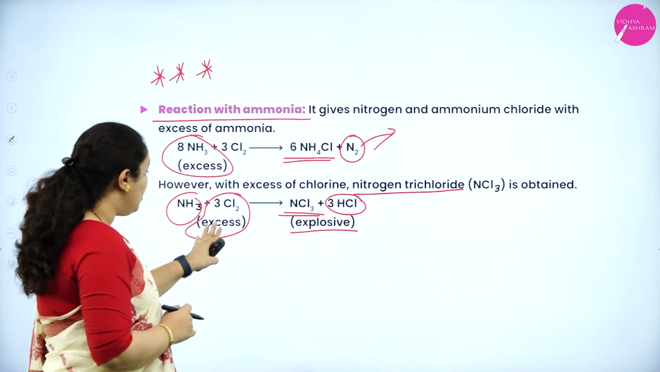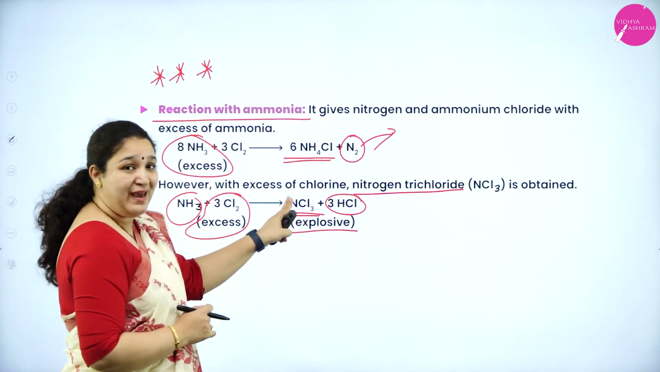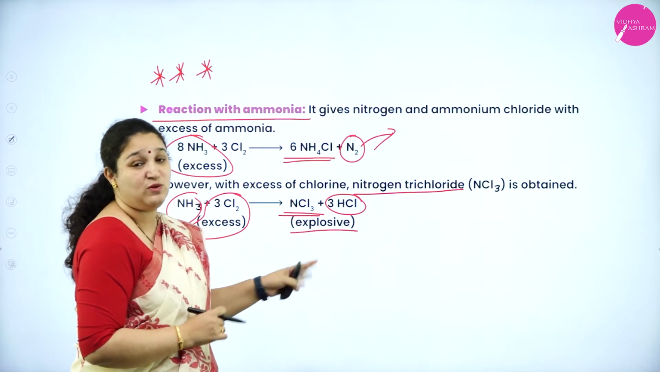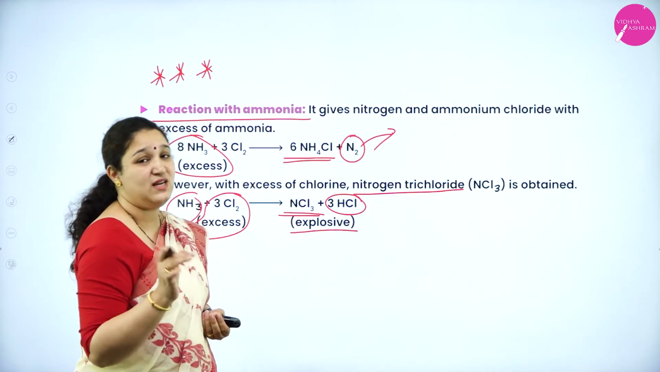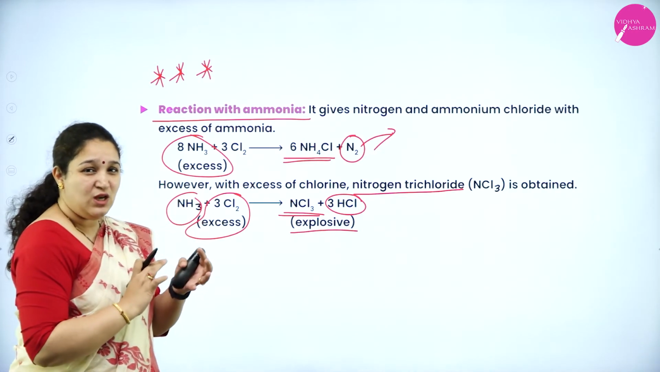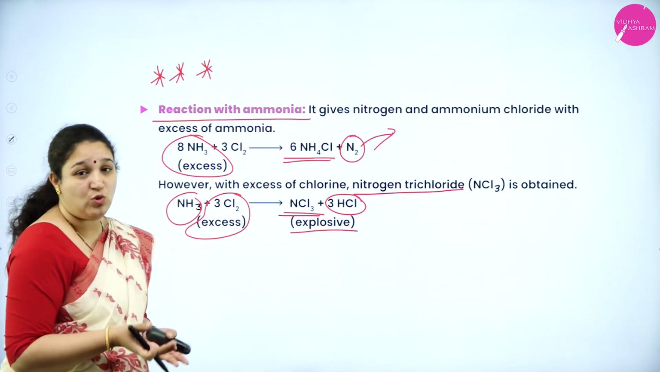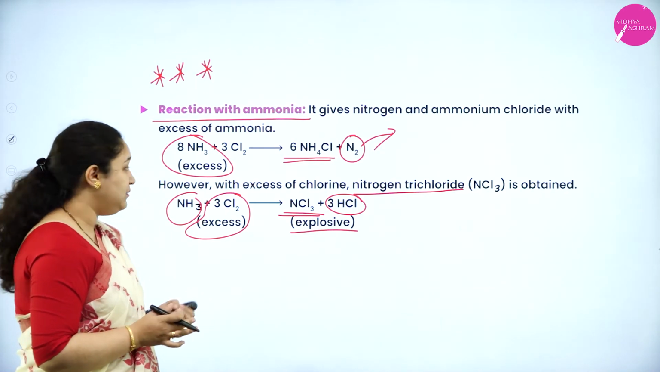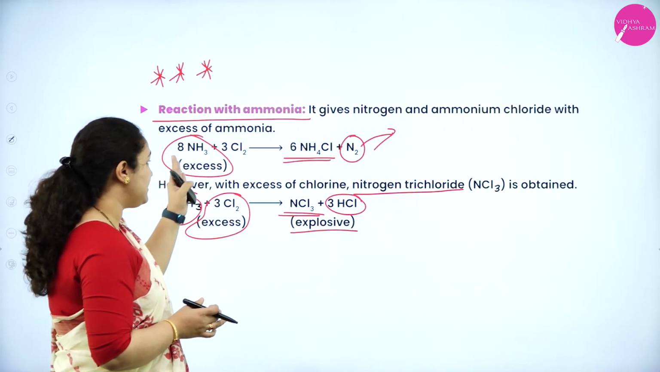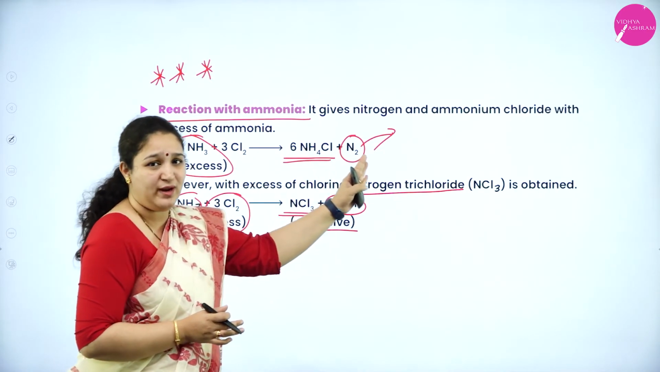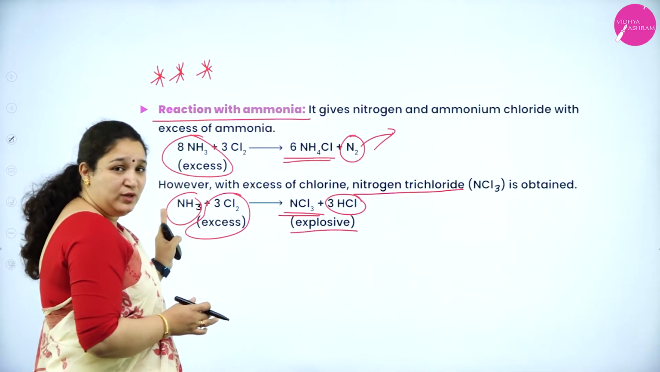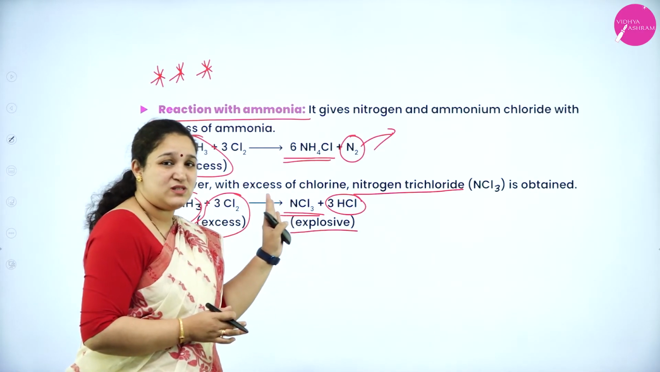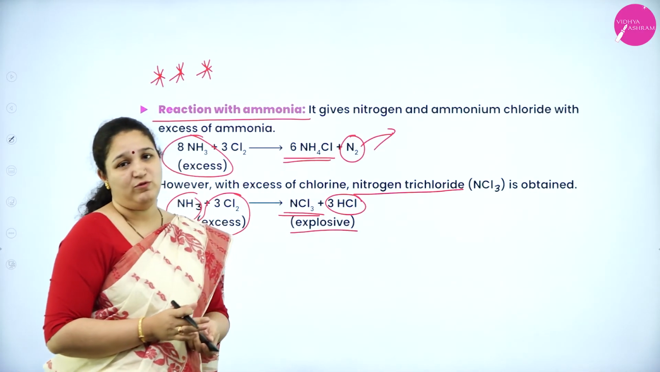And when chlorine is in excess, it will form NCl3, 3 chlorine atoms with nitrogen, which is nitrogen trichloride, an explosive. So you can use some tricks to remember so that you don't get confused. Reaction with ammonia in excess with chlorine gas gives ammonium chloride and nitrogen gas. Ammonia with chlorine in excess gives NCl3, which is an explosive, and HCl will be formed.